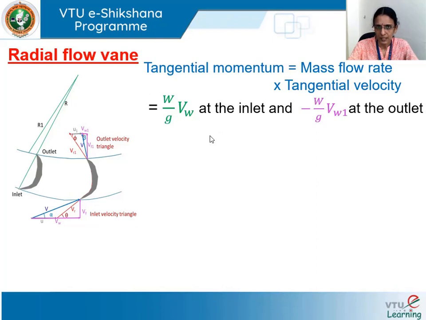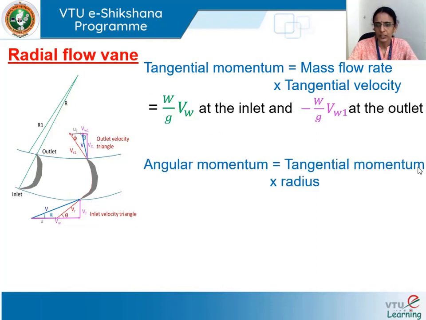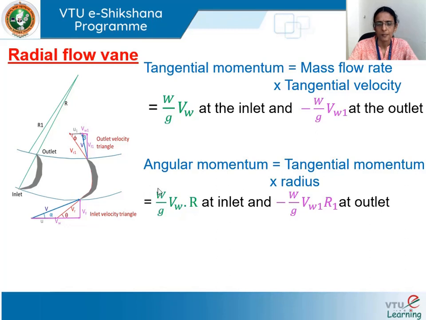And we have seen earlier that angular momentum is equal to tangential momentum into the radius of rotation. At the inlet, we know the tangential momentum, W by G into VW, and the radius of rotation at the inlet is capital R. At the outlet, we have seen the tangential momentum, and the radius of rotation is R1. Accordingly, the angular momentums at the inlet and the outlet can be written as W by G into VW into R at the inlet, and minus W by G into VW1 into R1 at the outlet. But remember, in this case, W by G is the mass flowing per unit time. Therefore, what we are calculating is angular momentum per unit time.